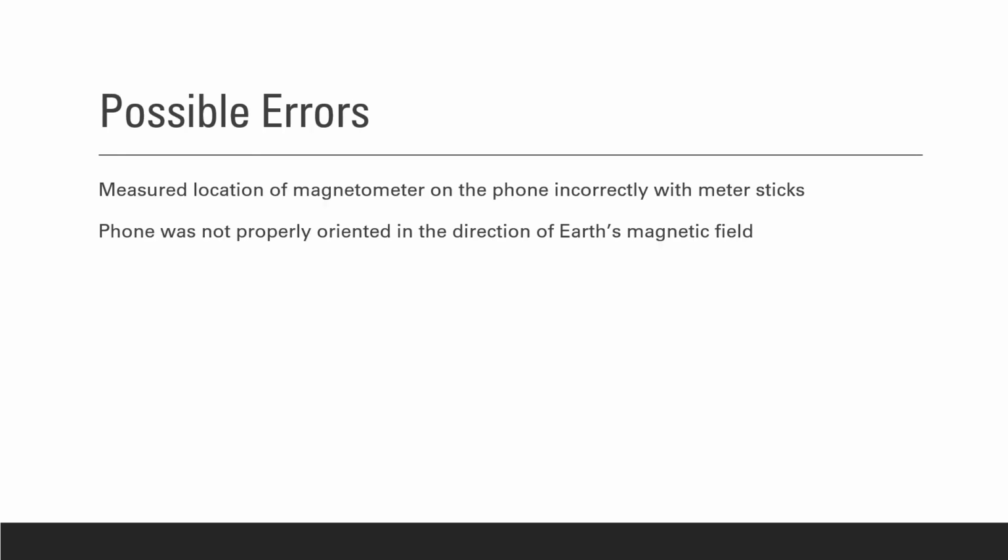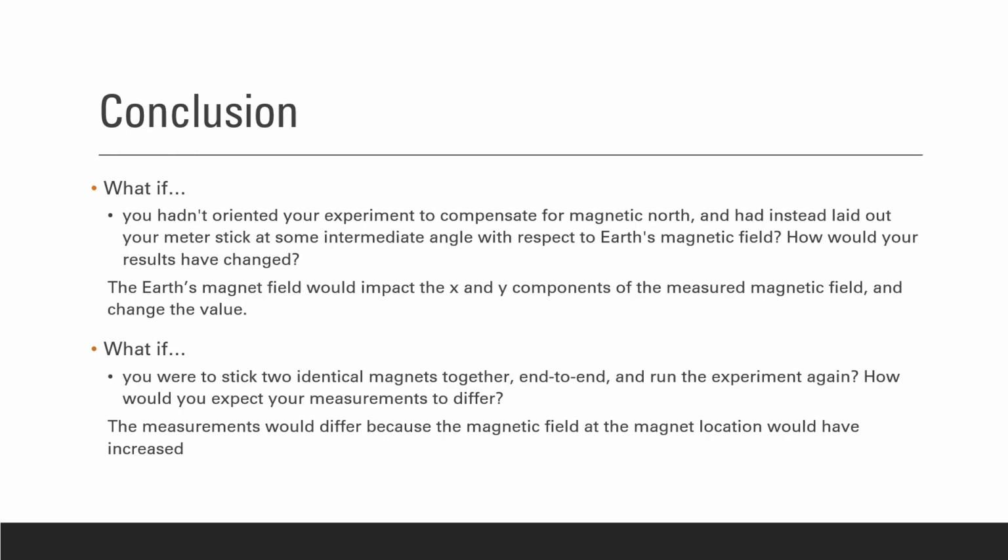And so possible errors were the location of the magnetometer and that the phone was not oriented properly. So for the first what-if question, the Earth's magnetic field would have impacted the X and Y components, and for the second question, the measurements were different because of the stronger magnetic field.